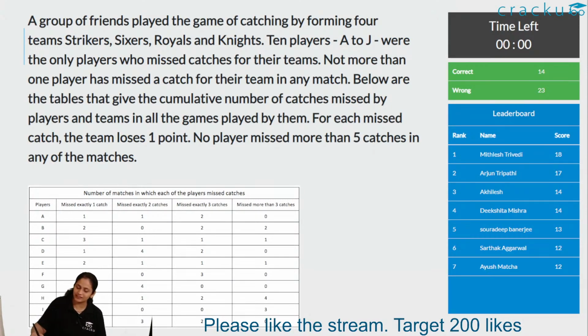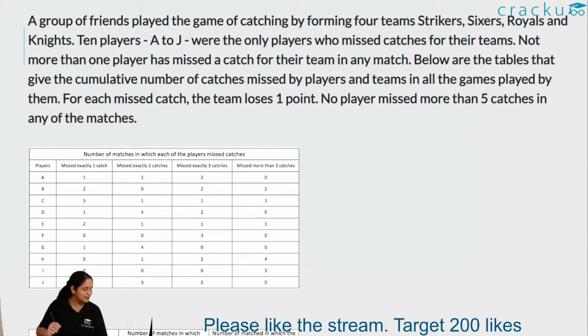So let's take a look at the set. I think many of you were not able to solve the second set. Those who got 12 in the first set are still at 12 because I think this set was a slightly tougher one. A group of friends played the game of catching by forming 4 teams: strikers, sixers, royals and knights. 10 players A to J were the only players who missed catches for their team. Not more than one player had missed a catch for the team in any match. So basically in one match you have one player who misses the catch.